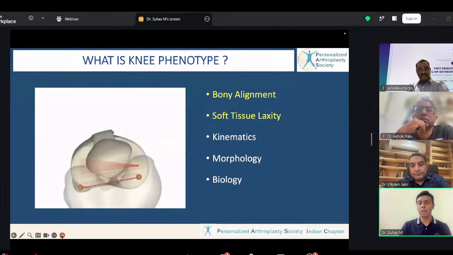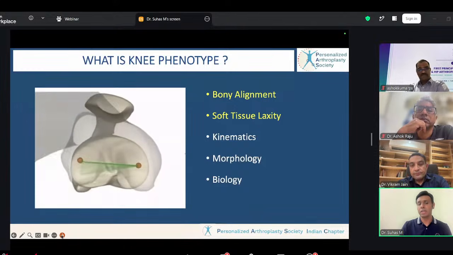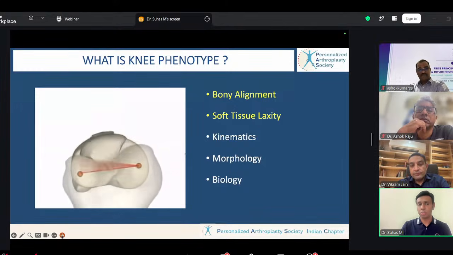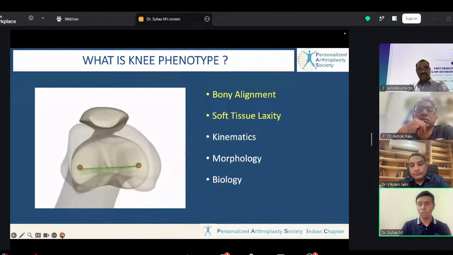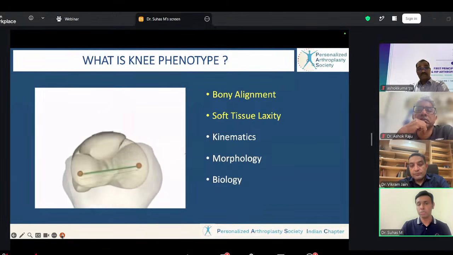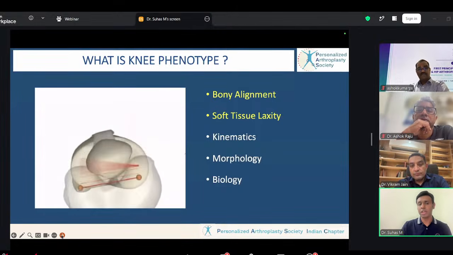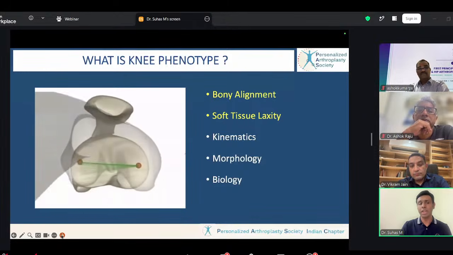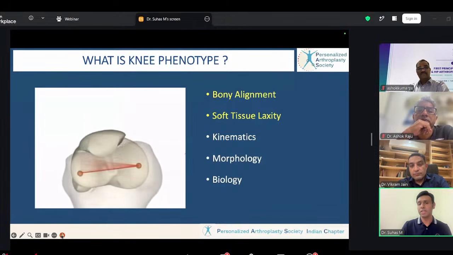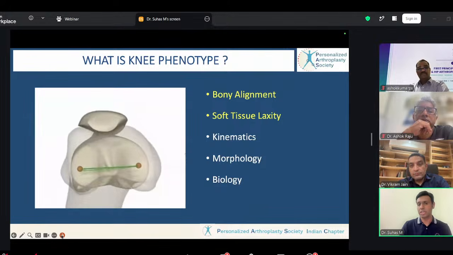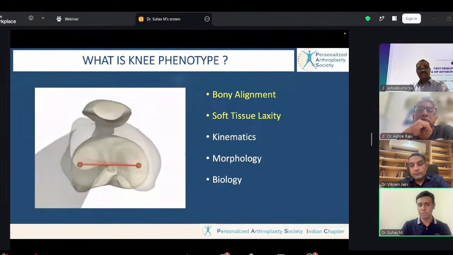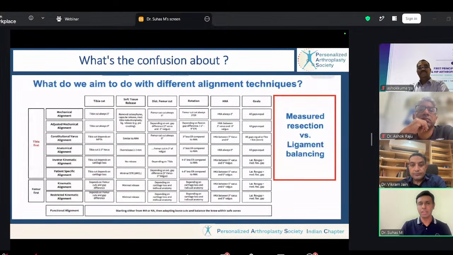So if you want to aspire and recreate a personalized anatomic joint, you need to recreate all the 5 aspects of a knee phenotype. And for this particular talk, we are only talking about bony alignment. But please be sure that just by recreating the bony anatomy, you're not recreating the whole personalized arthroplasty aspect of a total knee replacement.